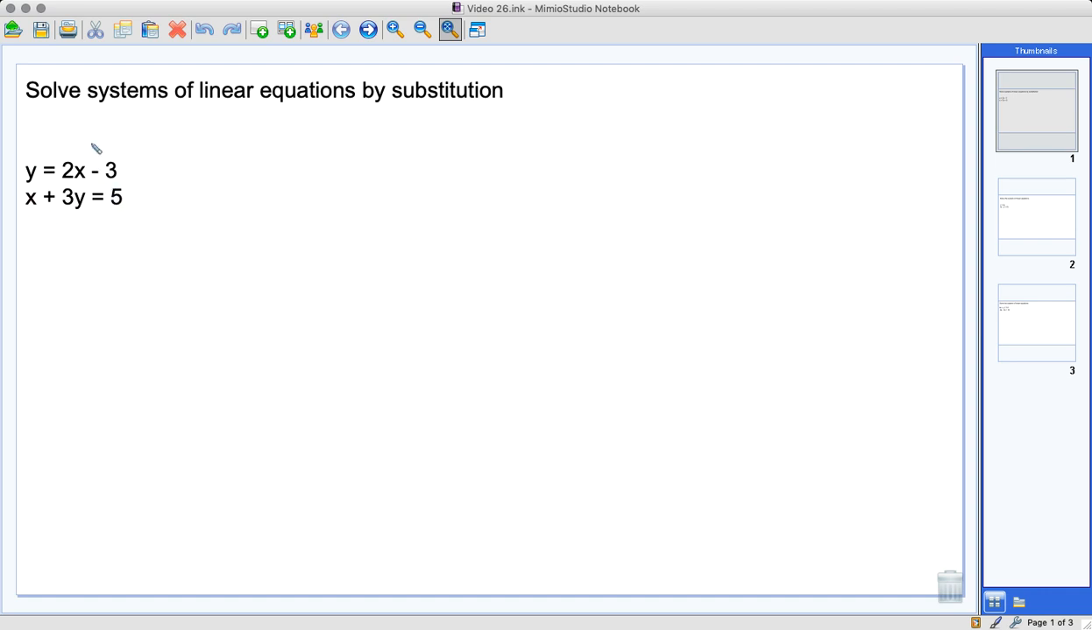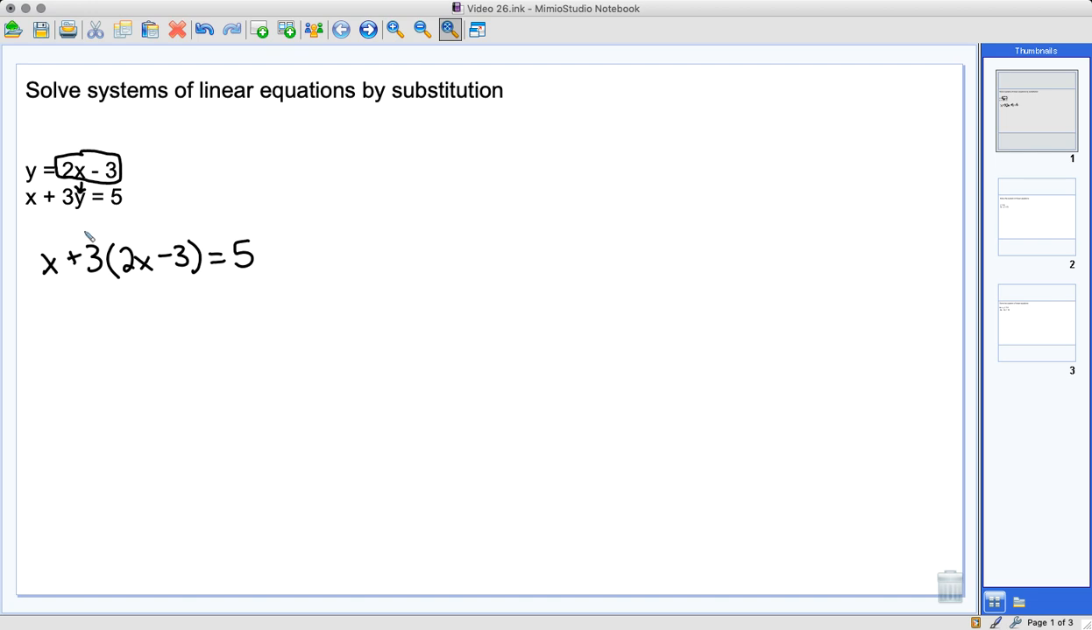Like this first equation says y equals. So that one is solved for y. What I'm going to do is take that 2x minus 3 and substitute it in for the y in the other equation. So I'm going to have x plus 3 times 2x minus 3 equals 5.